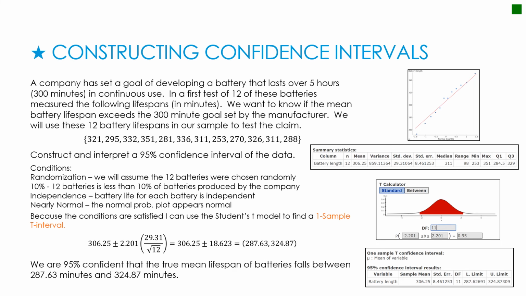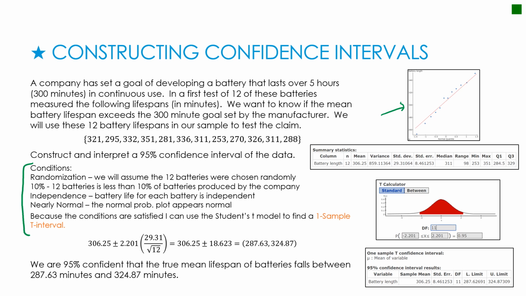So again, I tried to fit everything into this one slide, so yes, it's small, but the first thing I would do is check my conditions. Randomization: we'll assume 12 batteries were chosen randomly. 10%: 12 batteries is less than 10% of batteries produced by the company. Independence: battery life for each battery is independent. And nearly normal: I just used my QQ plot and I wasn't too concerned with my results. Then I said, the conditions are met, I'm going to use the Student's t model to find a one sample t interval.